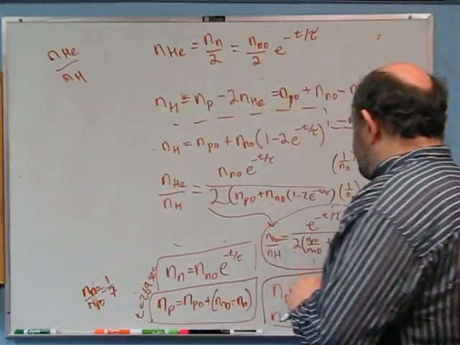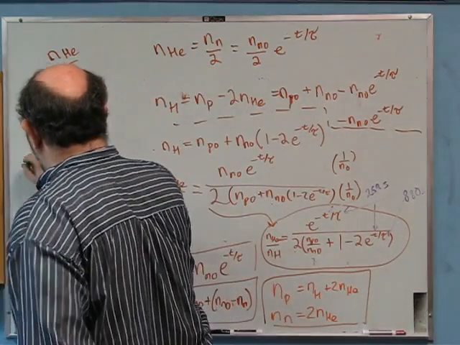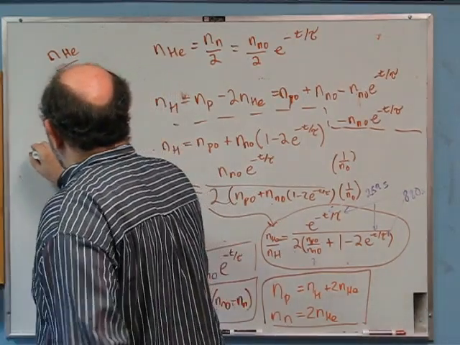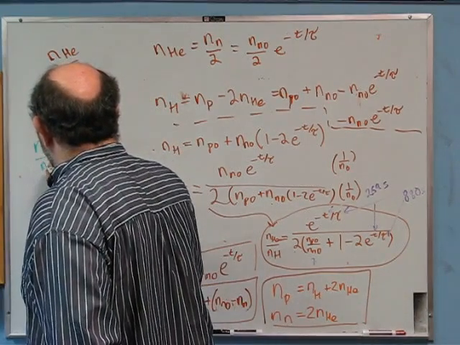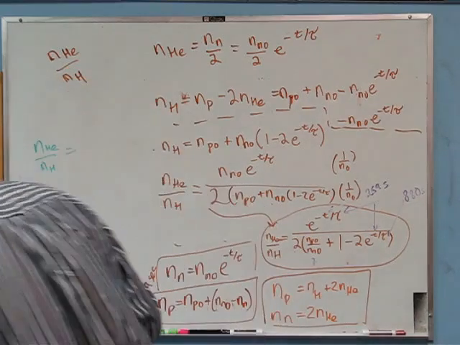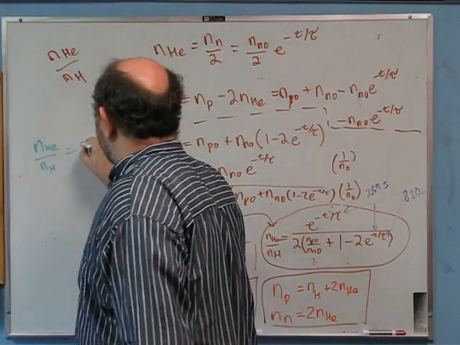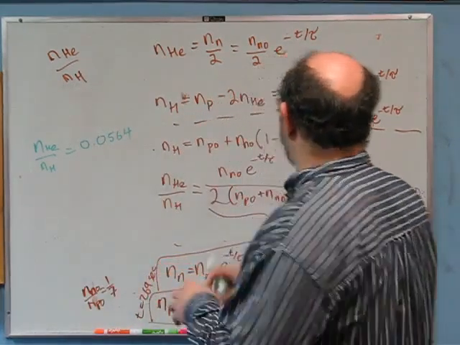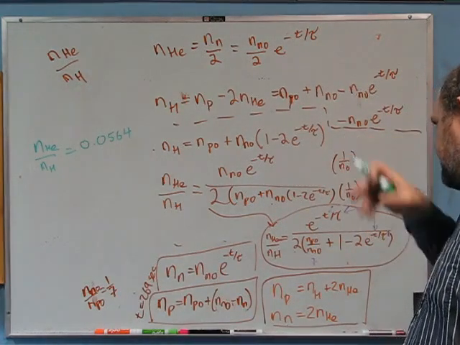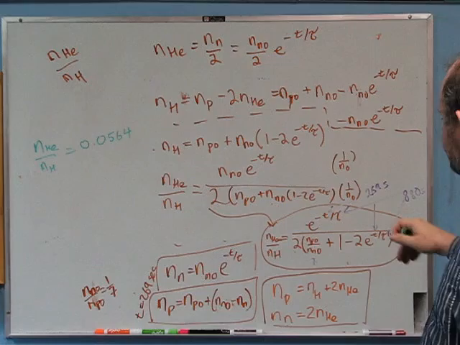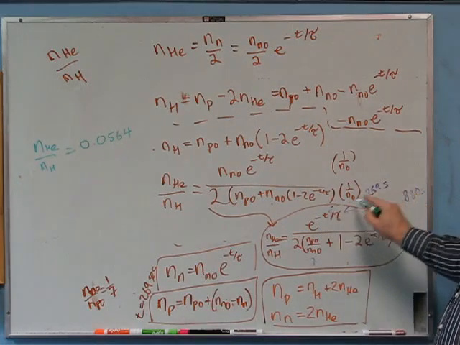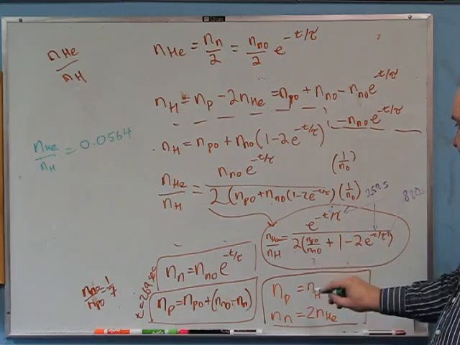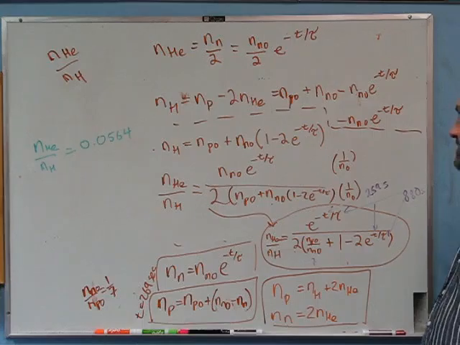All right. So when I put all the numbers in, what I get is NHE over NH equals 0.05 something, 0.0564. Which we really only have about one sig fig in this problem, about like that 1/7, maybe 2 sig figs. But I'm going to keep it to 3 because it's an intermediate number. All right, so I just put in 269 seconds for T, 880 seconds for tau, and 7 for NP0 divided by NN0, the initial ratio of protons and neutrons.